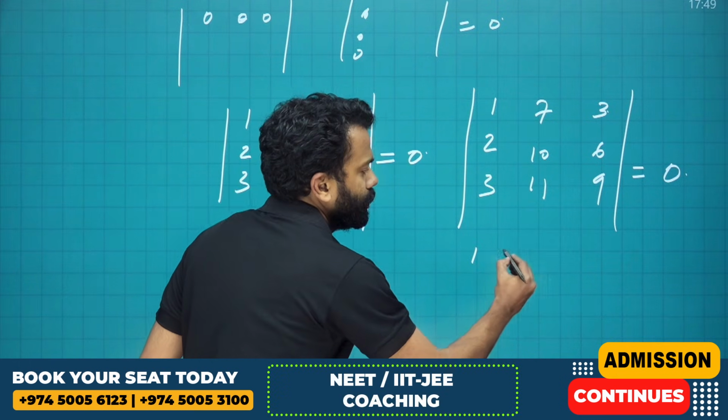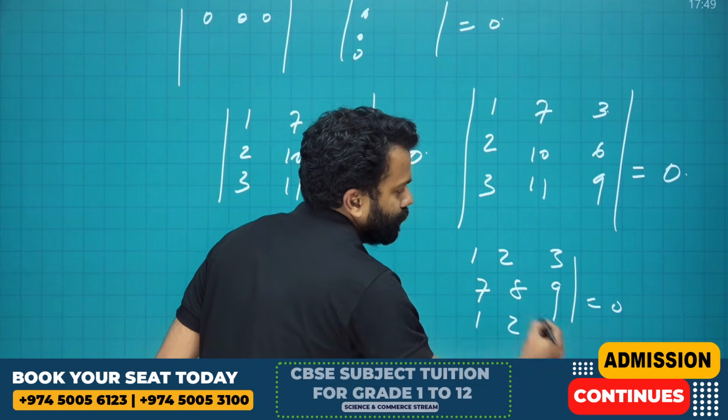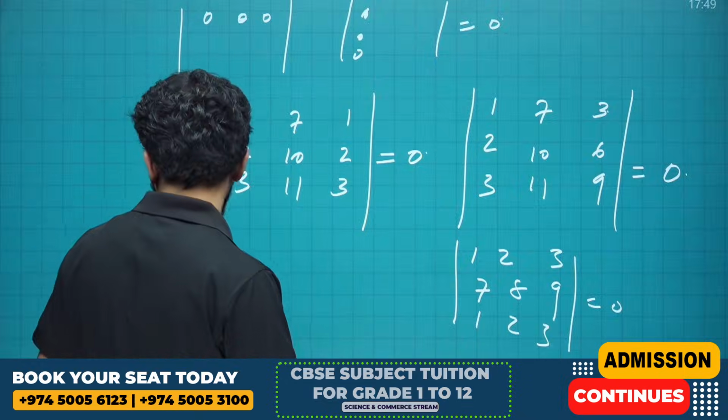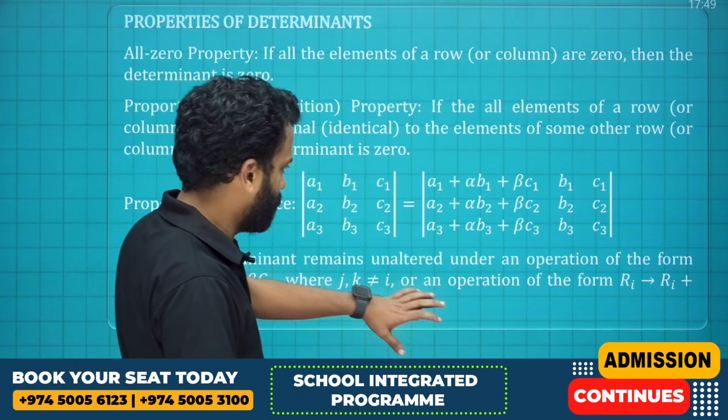That is, if 1, 2, 3, 7, 8, 9, 1, 2, 3, the value of this will also be equal to 0. So those are the two properties. And the next one is the most useful one among these.